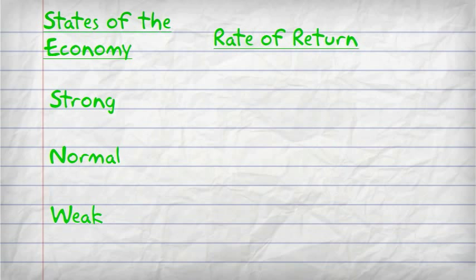Now Mike must estimate how much he thinks his stock will return if each economy happens. If a strong economy occurs, Mike's stock will earn 80%. For a normal economy, Mike will earn 10%, and a weak economy will return negative 60%.